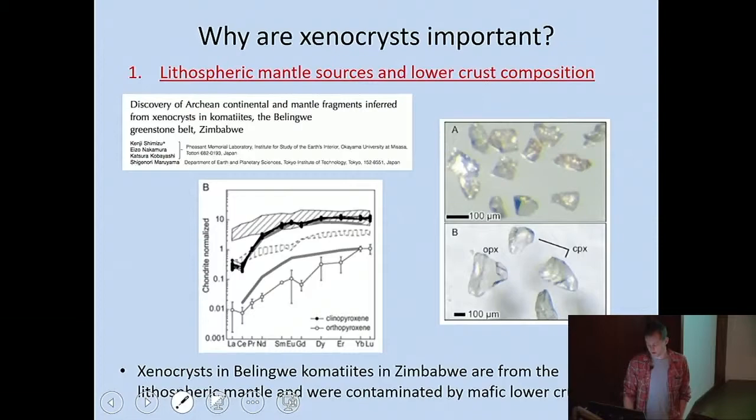Crucially, they also tell us that the ascent of this komatiite was rapid, because otherwise these crystals hosted by the komatiite should have been melted. So these crystals came up in a rapidly transported komatiite melt from the lithospheric mantle.